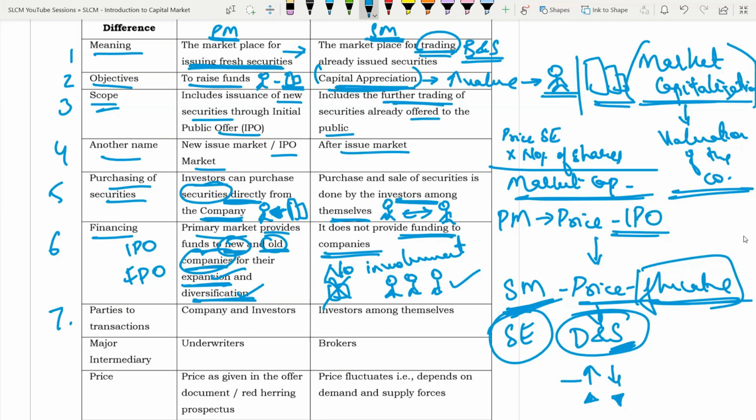Coming to the parties to the transaction, here it is between the company and the investor because there is a direct relationship. Directly, they are going to access each other. Whereas in the secondary market, the parties are only and only the investors.